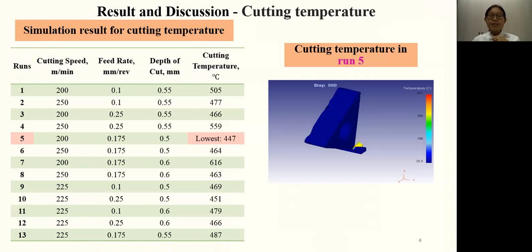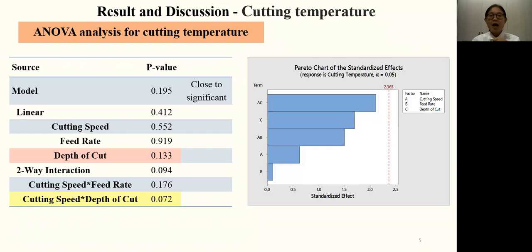In the result and discussion part, this table shows the simulation result for the cutting temperature for all the 13 simulation runs. And the table shows that run 5 has the lowest cutting temperature of 447 degrees Celsius. And this figure shows the appearance of the cutting tool for the minimum cutting temperature in run 5.